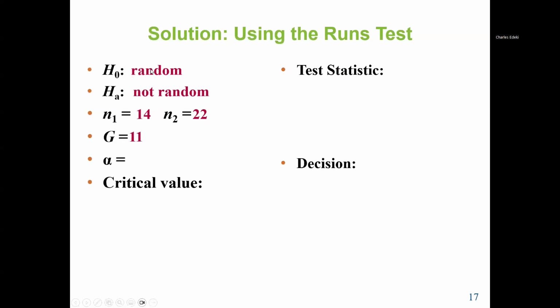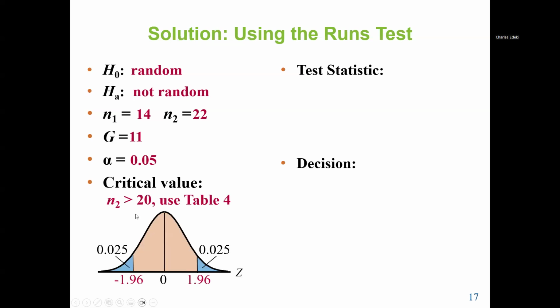So H0 is random, H1 is not random. We know N1, we know N2, we know G, we also know alpha. Now we need to find a critical value, which is very straightforward here. Remember now, N2 is greater than 20, so we are going to use table number 4. Based on table number 4, we find a critical value of 1.96 for both sides, 0.05.